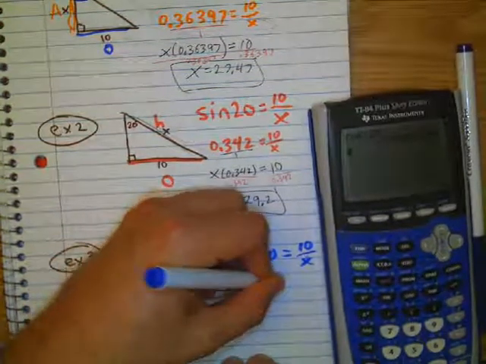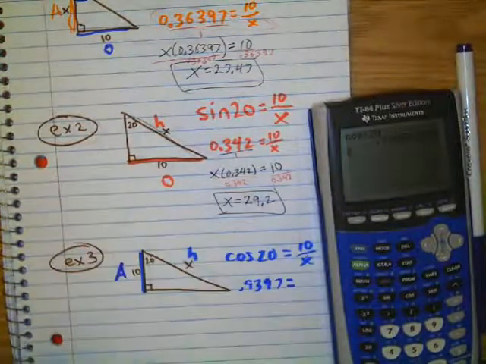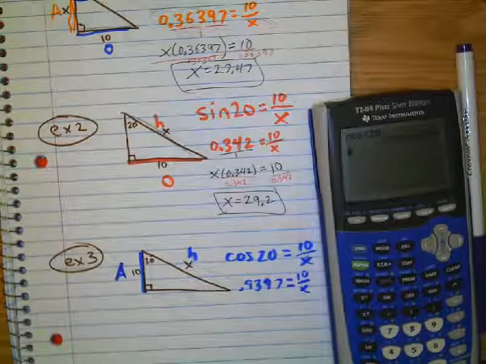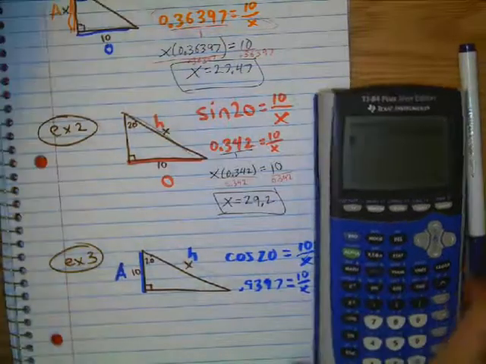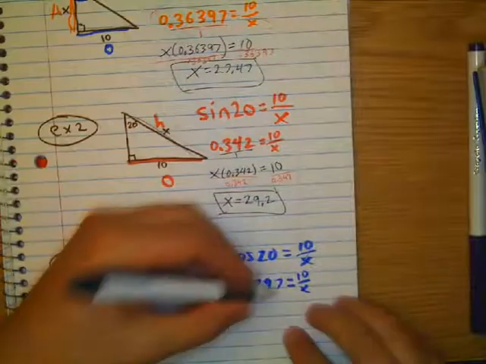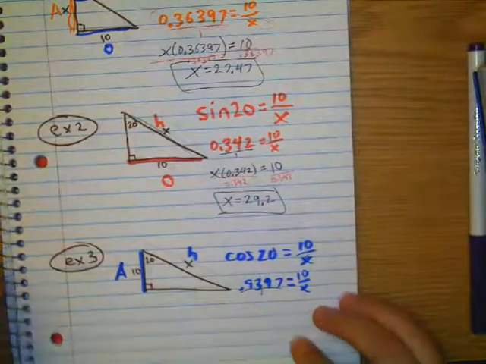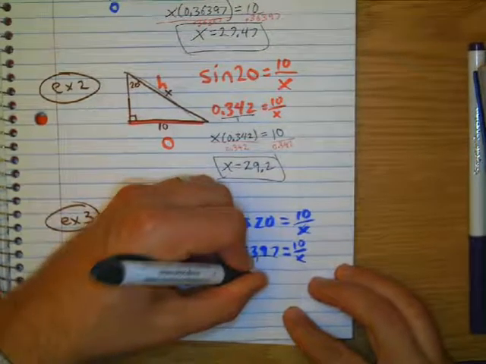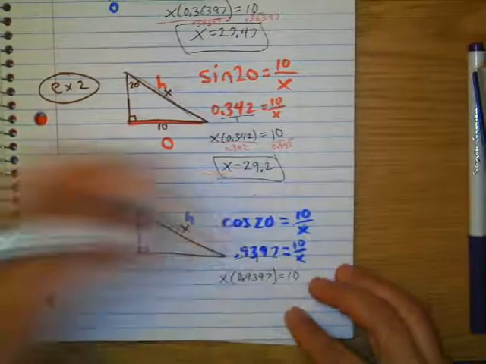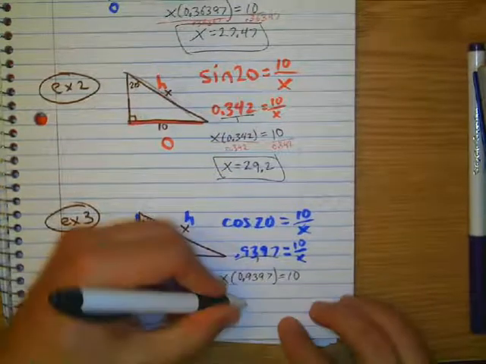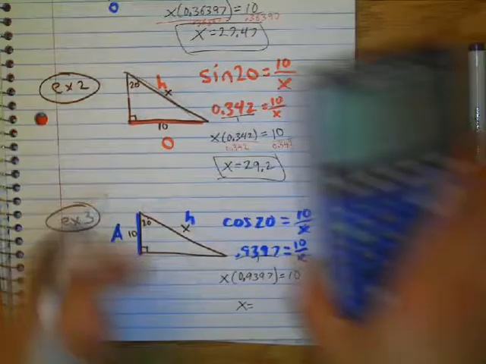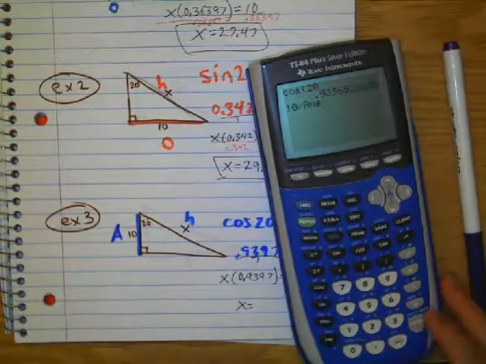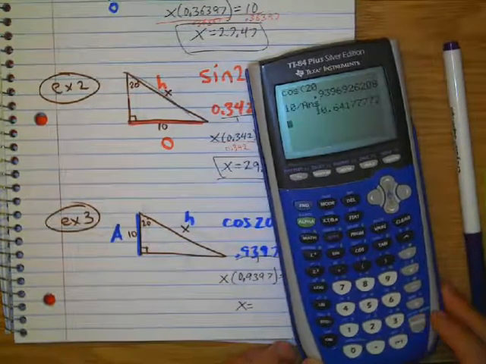0.939, I'll round it to 97. Okay, equals 10 over x. Same process as the other ones. Put this over 1, cross multiply, I end up with x times 0.9397 equals 10. So I'm going to do 10 divided by that decimal. So let's do it. 10 divided by that decimal, and then we get 10.6.